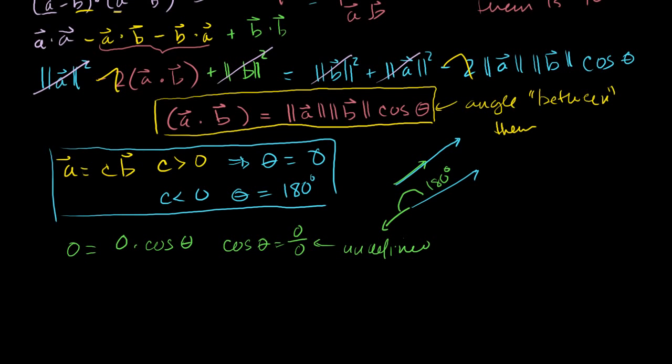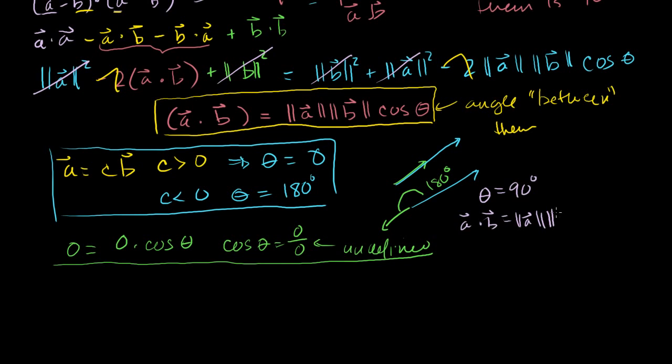Let's say that theta is 90 degrees. What does this formula tell us? It tells us that A dot B is equal to the length of A times the length of B times cosine of 90 degrees. Well, what's cosine of 90 degrees? It's 0. You can review your unit circle if that doesn't make a lot of sense. So this whole term is going to be equal to 0. So if theta is equal to 90 degrees, then A dot B is equal to 0.